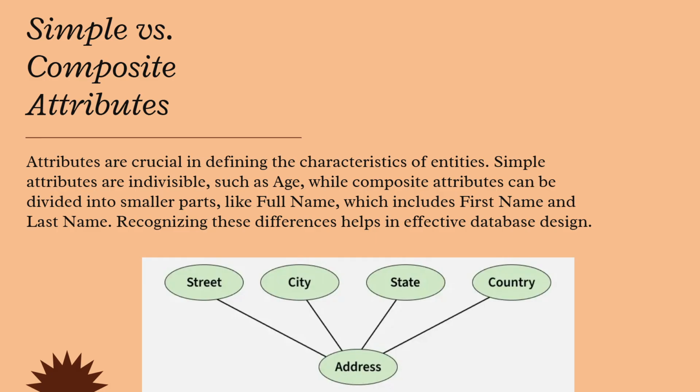Composite attribute. For example, a composite attribute can be divided into smaller parts like full name. Full name can be divided into first name, middle name, and last name. So it is known as a composite attribute. Another example of a composite attribute is address. Address can be divided into street, city, state, and country.